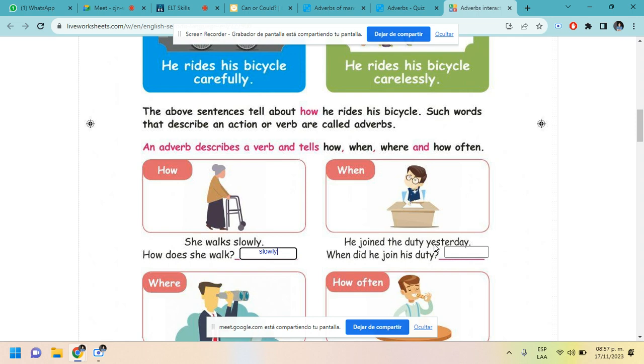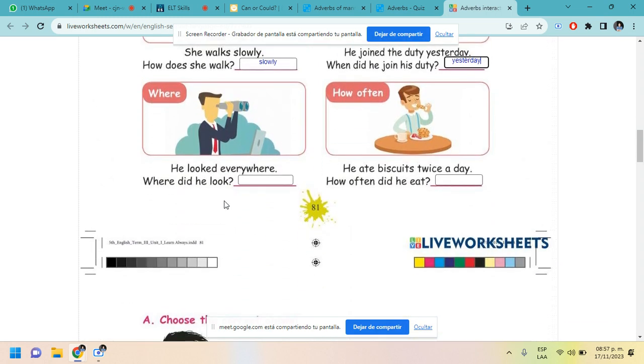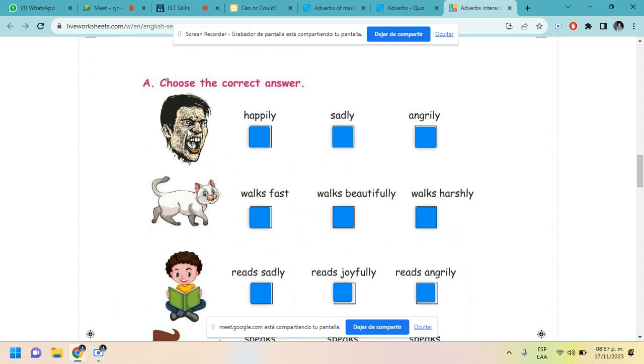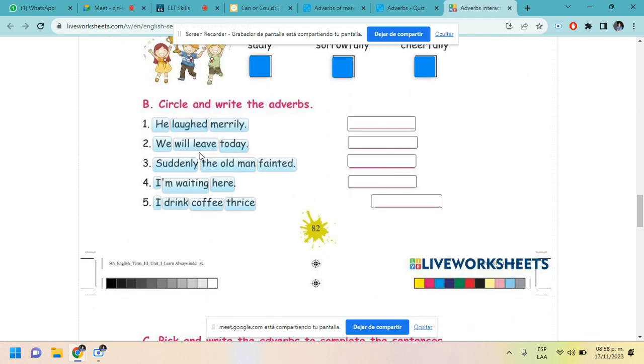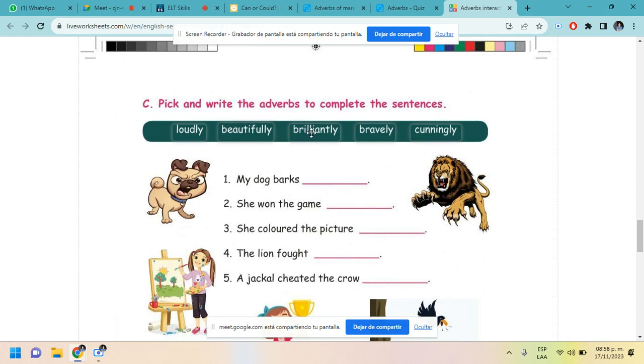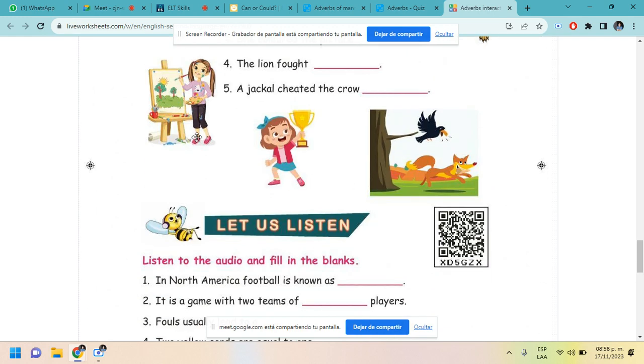He joined the duty yesterday. When did he join his duty? When means cuando. Cuando entregó. Yesterday. You see? Okay. Aquí tienen algunos, ¿ve? Choose the correct answer. This is happily, sadly, angrily. Angrily, you see, es un adverbio, enojadamente. Ya, acá tienen algunos ejercicios también, como les digo, ¿ve? Circle and write the adverb. ¿Cuál es el adverbio acá? He laughed merrily. Merrily, y aquí escribo esa palabra. Merrily. Y hay algunos ejercicios más, ¿ve? Beautifully, brilliantly, bravely, loudly. ¿Ok?